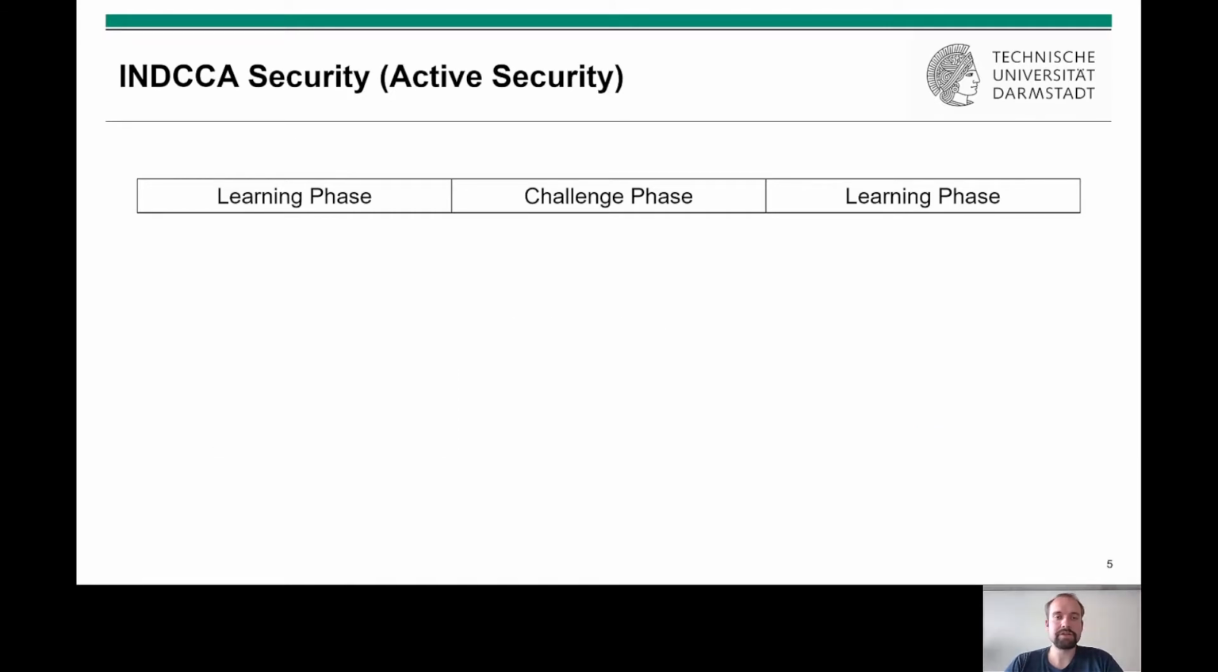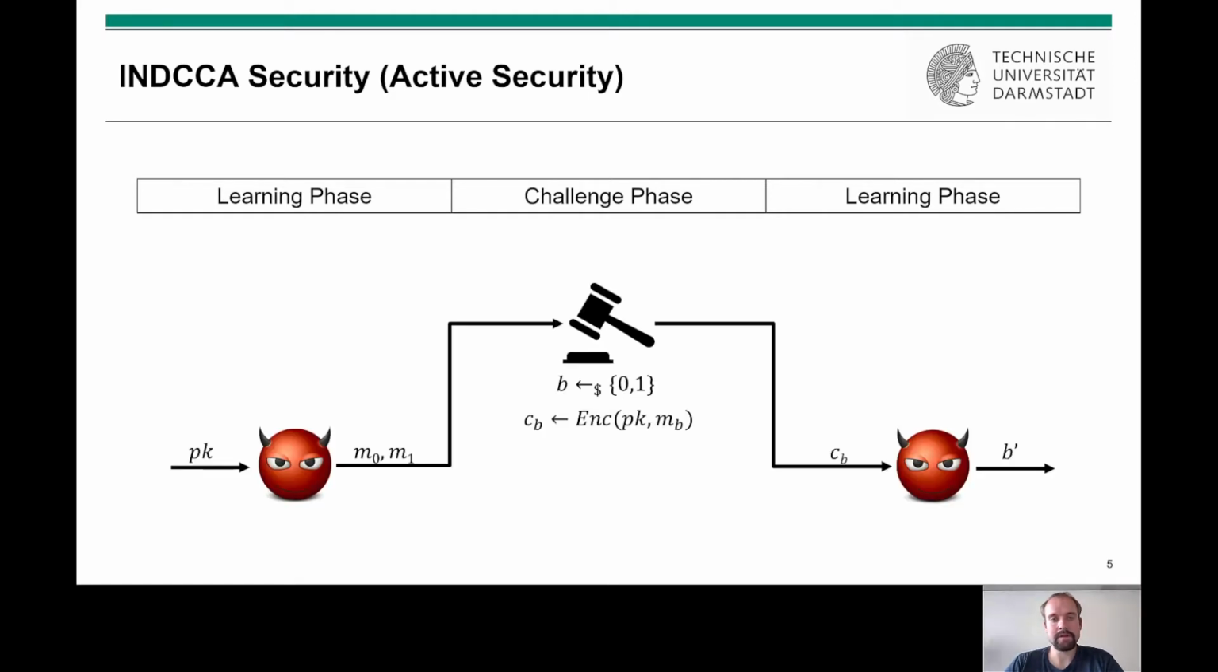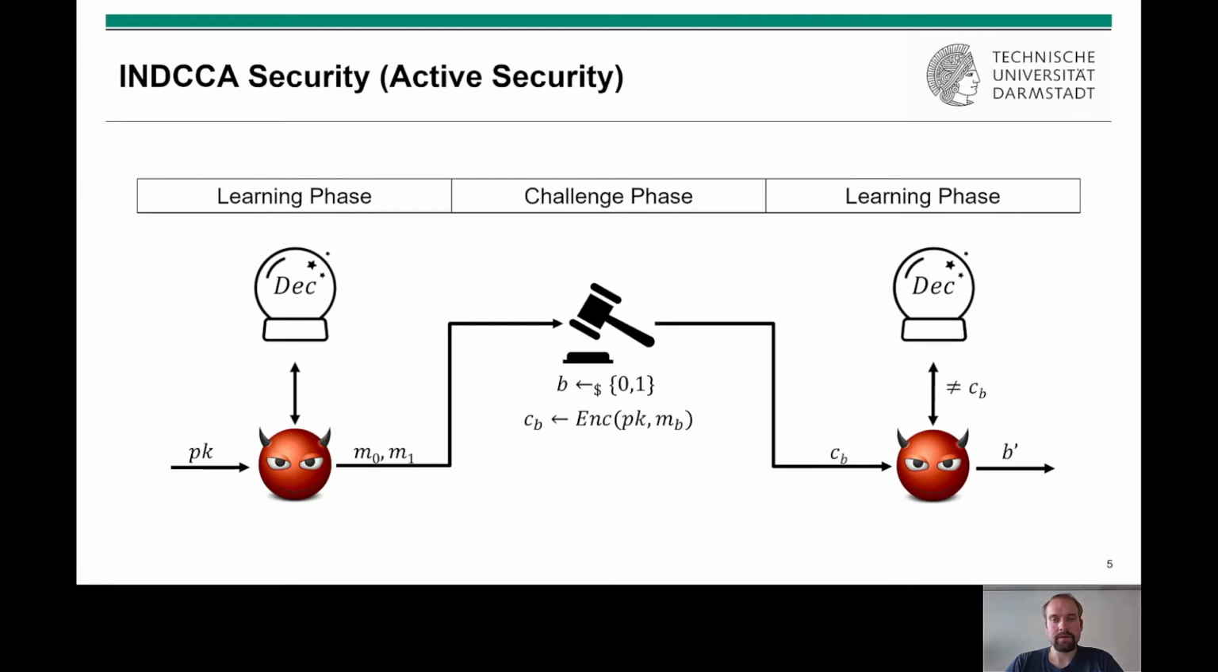Now the second notion, which is active security, is called indistinguishability under chosen ciphertext attack, or IND-CCA security. Again, we have the three phases, and the overall picture looks very similar. The main difference is that in the learning phases, the adversary also gets access to a decryption oracle, so the adversary can ask for the decryption of arbitrary ciphertexts. The only restriction is that in the second learning phase, the adversary is not allowed to ask for decryption of the challenge ciphertext CB, as this would trivially allow it to win the game.